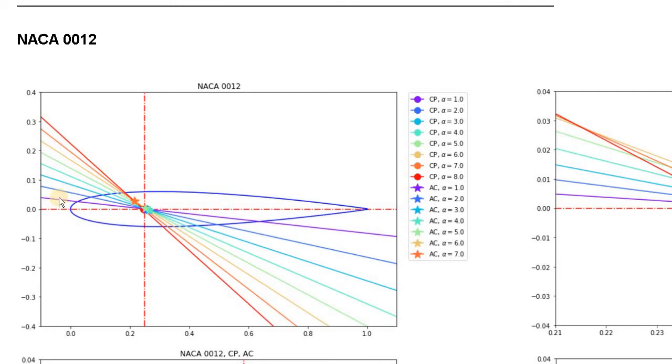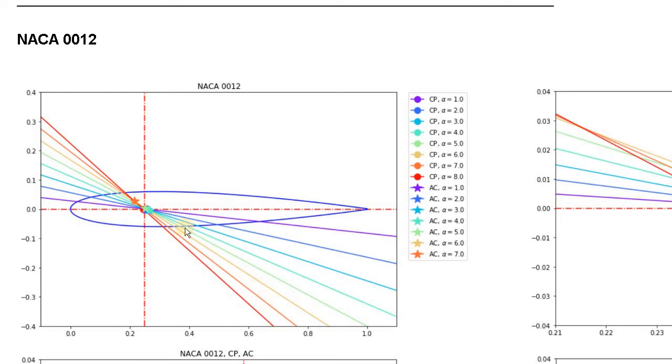The blue color is for alpha equal to 1, and the red is for alpha equal to 7 degrees. So we have the moment curves, and you can note that those moment curves are actually linear because the moment is a linear function of the radius vector. You can put the radius vector anywhere in this position, but you're going to have a linear increase in the moment value. Okay, so this is clear.